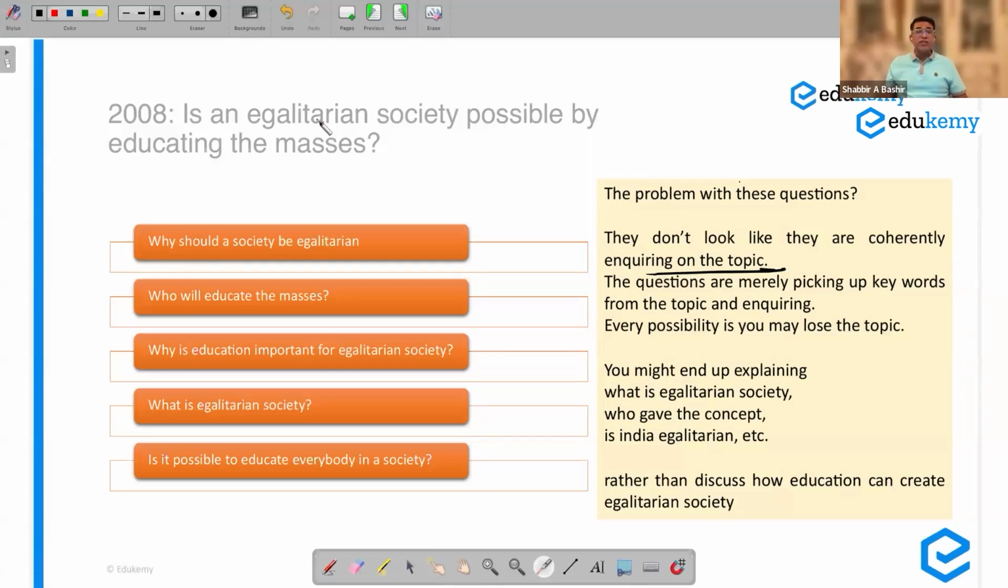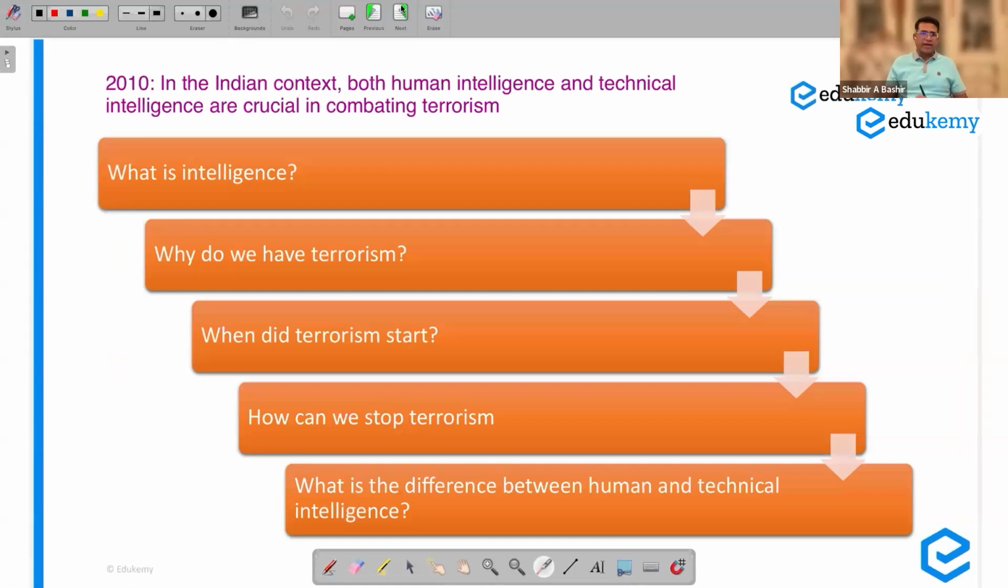So while generating questions, I have to be careful that I generate questions on the topic. I don't generate questions on one single word. Look at this topic. This is a 2010 topic. In the Indian context, both human intelligence and technical intelligence are crucial in combating terrorism. The questions I've asked are: what is intelligence? Why do we have terrorism? When does terrorism start? How can we stop terrorism? What's the difference between human and technical intelligence?